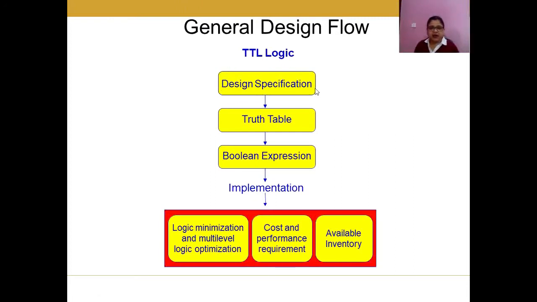Once the designer gets this design specification, he develops a truth table. And once the truth table is developed for the particular function, then the Boolean expression is extracted. And from this Boolean expression, we come to the implementation part. And implementation has three categories: logic minimization and the multi-level logic optimization.